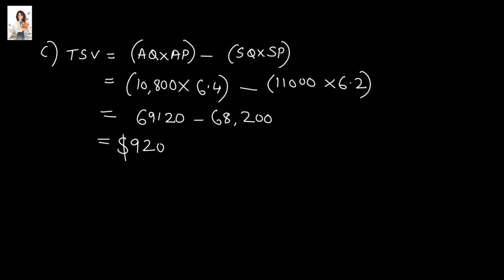Now, is this a favorable variance or an adverse variance? Actual sales were $69,120 and the budgeted sales were $68,200. So the actual sales were greater than the budgeted sales, and this is a good thing for the company, and therefore $920 is a favorable variance, which will be denoted by the letter F in brackets.